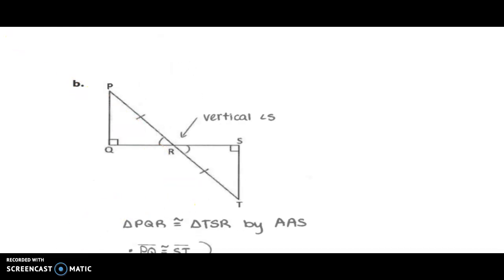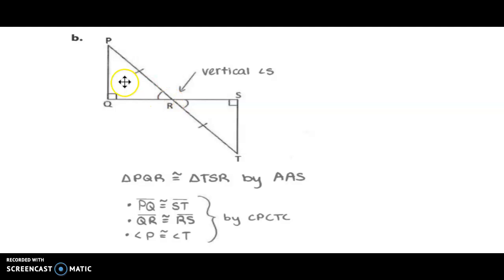Same thing here. These two triangles are congruent by AAS. And so because of that, everything else follows suit. PQ is congruent to ST or TS, QR and SR, and angle P and angle T, because if the triangles are congruent, then again the corresponding parts are congruent as well.